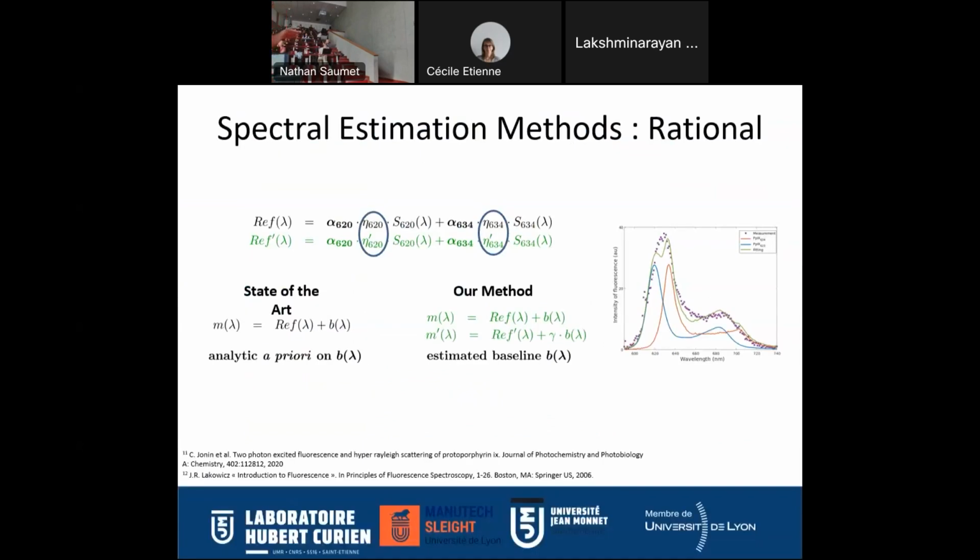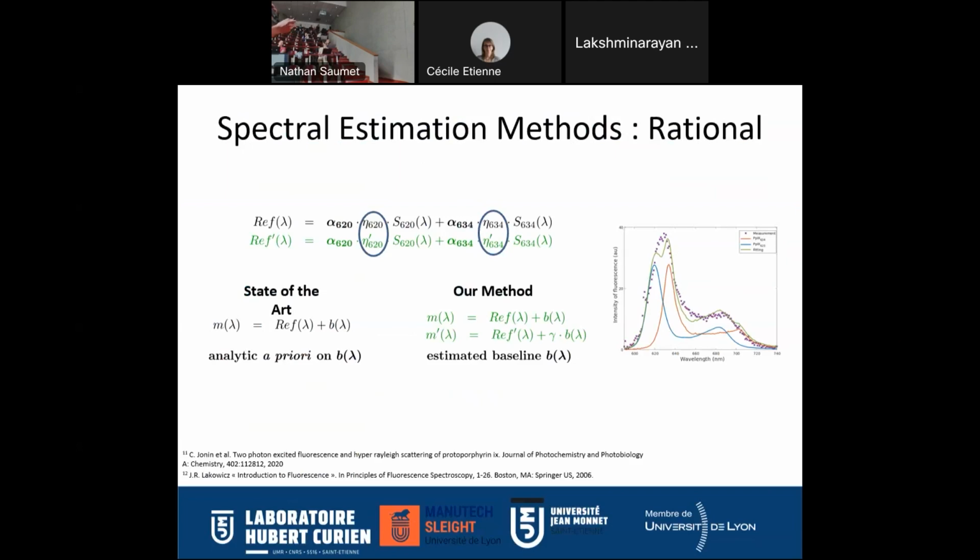Briefly, compared to state-of-the-art methods, which use a lot of a priori on the spectral shape of the fluorophores that are naturally present inside the biological tissue and thus inside the measurements, we suggested to use another excitation wavelength of the fluorescence, and then we move the a priori, which is originally on the baseline, to the quantum yield of each form of the fluorophore we are looking at, so each form of the protoporphyrin 9.